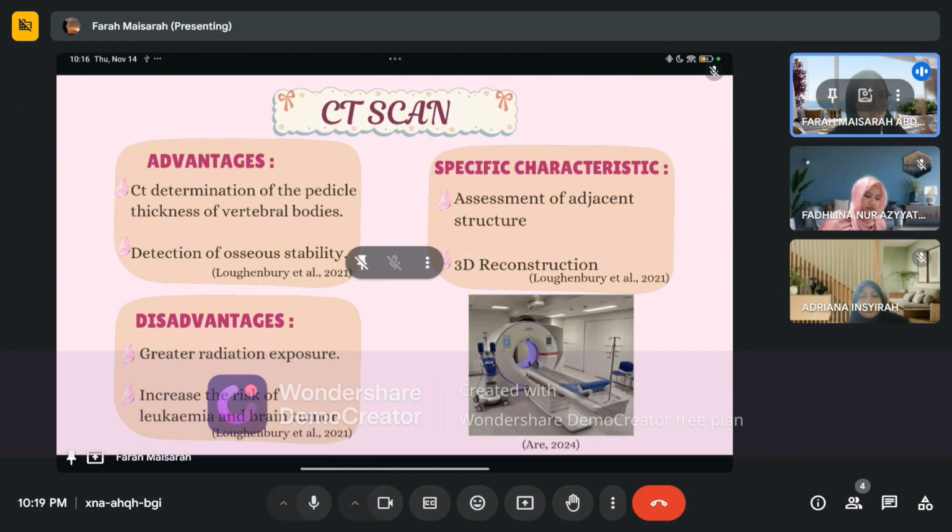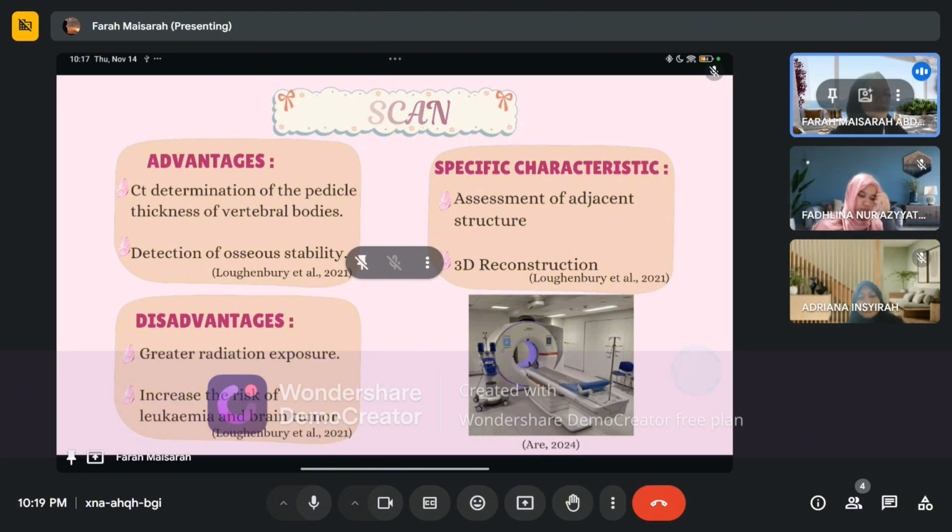So, for the specific characteristic, from the CT scan we can assess adjacent structures. CT scan can identify the relationship between the spine and surrounding structures clearly, such as the ribs, which is useful in cases where scoliosis impacts thoracic anatomy or function. For 3D reconstruction, it provides a comprehensive view of the spine curvature and rotational deformities.